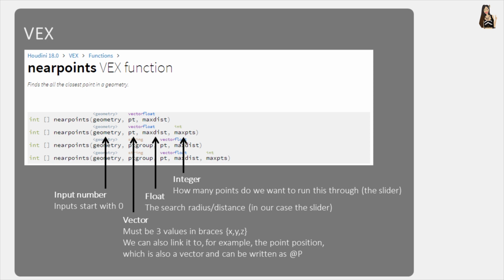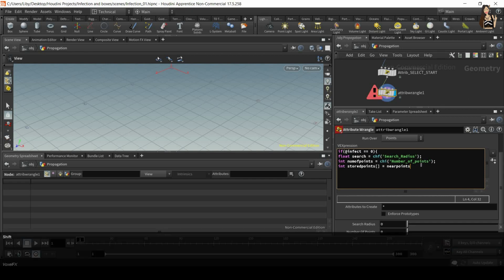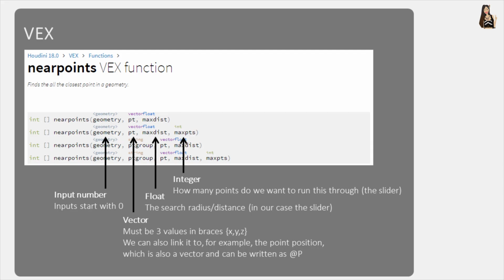So if I go back to Houdini, you can see that we plugged in everything to the first input. And in Houdini, input number starts with 0. So first input has the number 0. So let's type open brackets 0. Okay. The second thing is a vector.